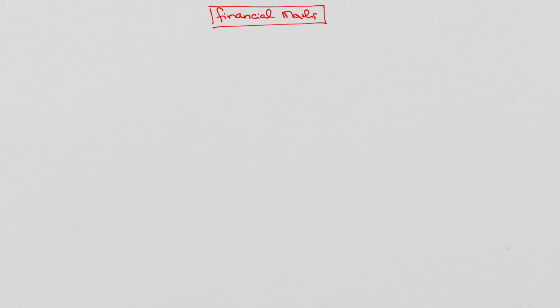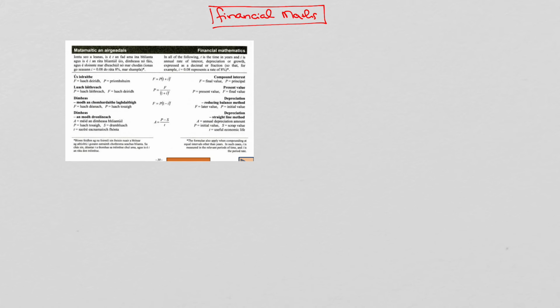Financial maths. In this section, we're going to be looking at values of money. How does the economy affect the value of what money is worth now in the present, or also in the future? To do that, we're going to be using a formula which will underlie the whole chapter. This formula is found on page 30 in our maths tables.